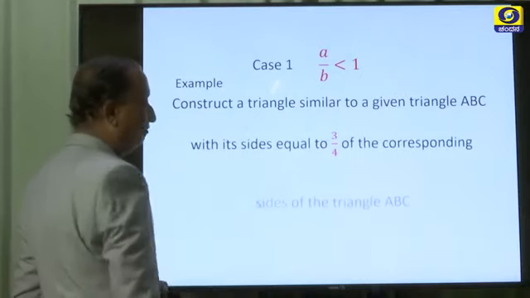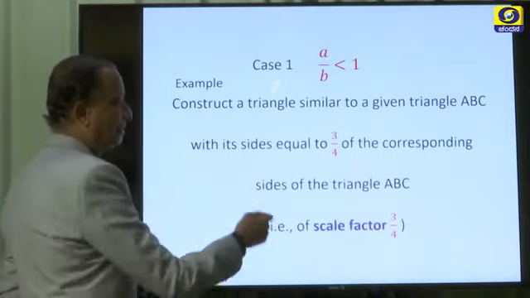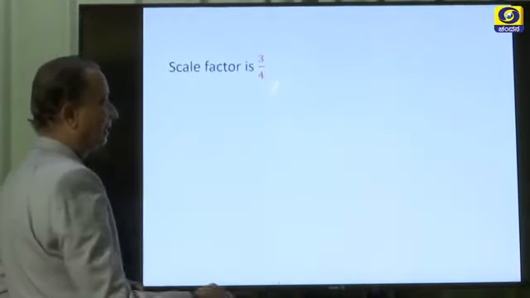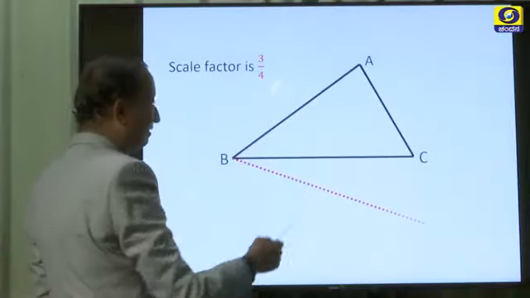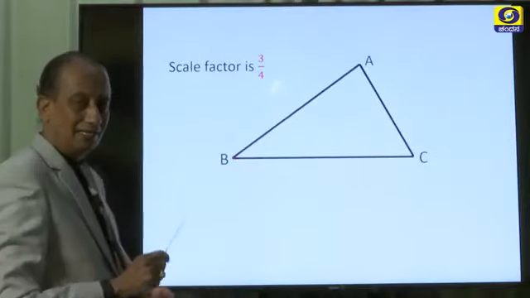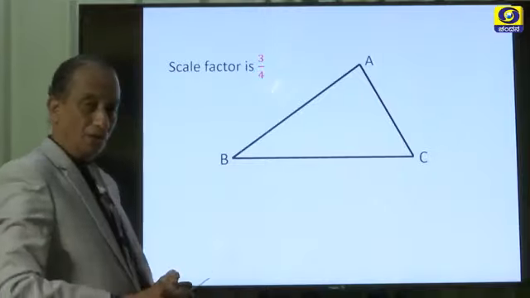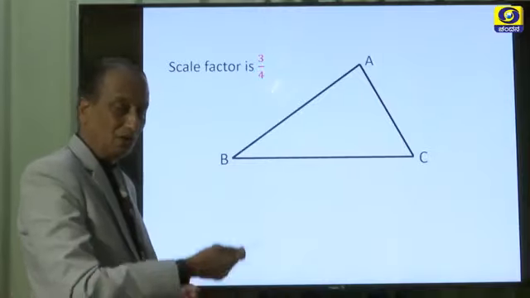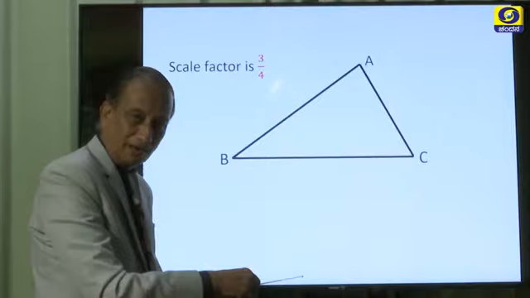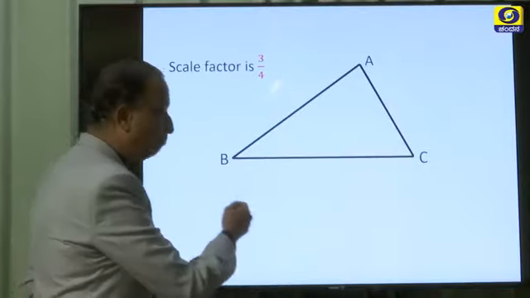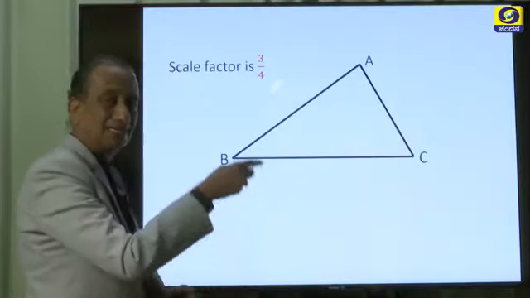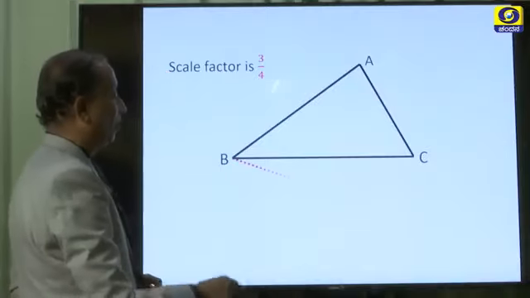The scale factor is 3/4. In such a way we need to construct the triangle. So, first construct this triangle ABC as per the given data. Now, we are going to start the construction. Whatever construction we do from here onwards, let us do it in broken lines, saying that it is not given in the problem.